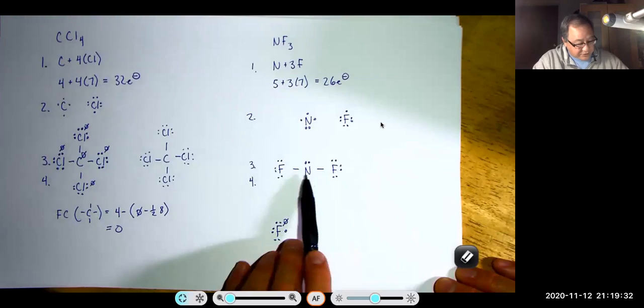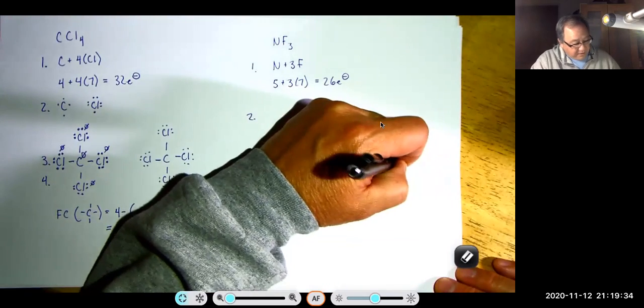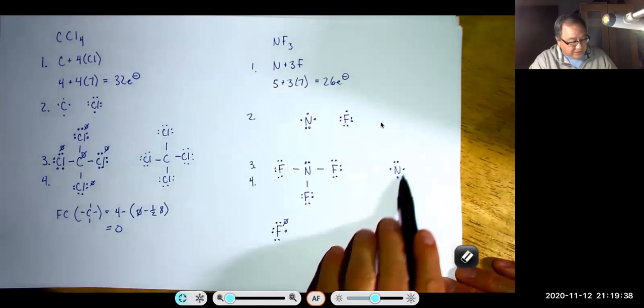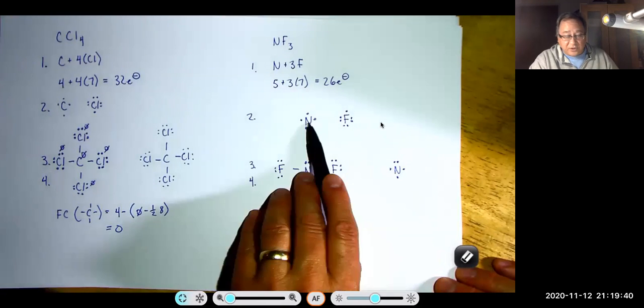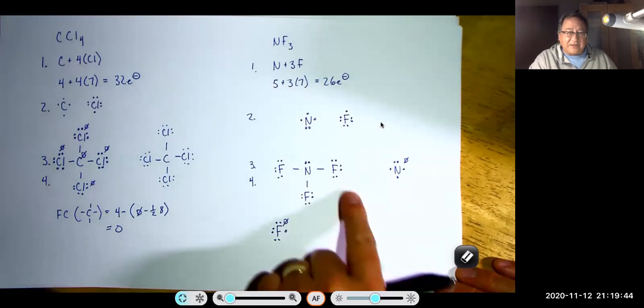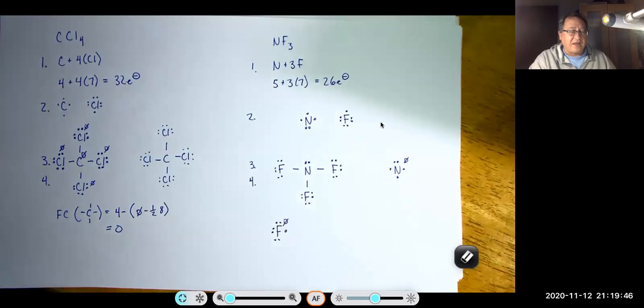And when we look at the nitrogen, it's going to have the lone pair on top, and then it'll have a single, a single, and a single. It has 5 valence electrons, which is what it should be. So that's a formal charge of 0. So all the atoms in here have a formal charge of 0. They all have their octets, and boom, we are done.